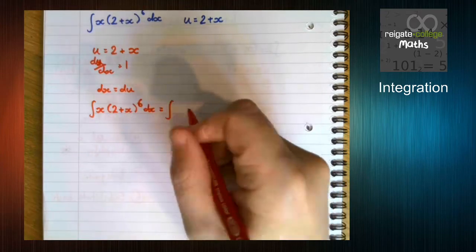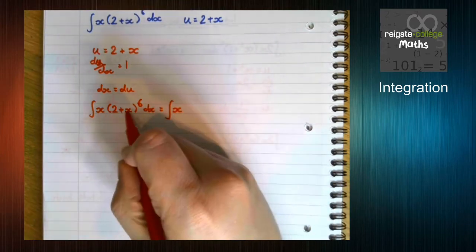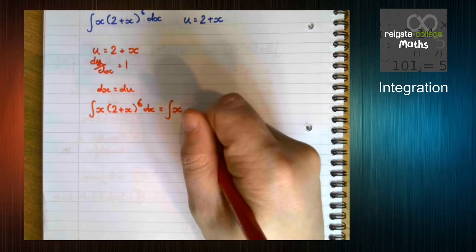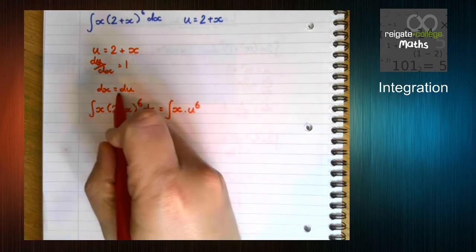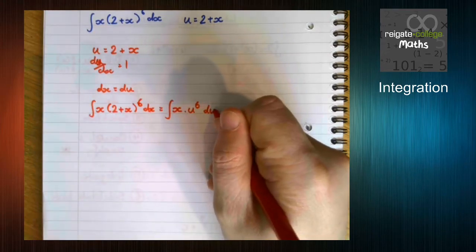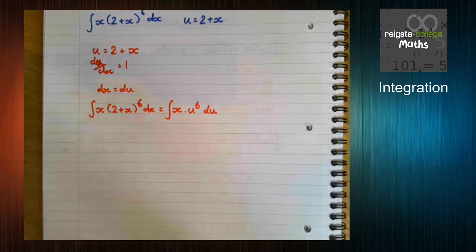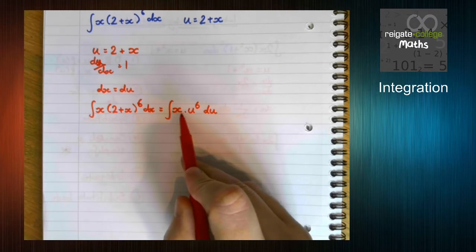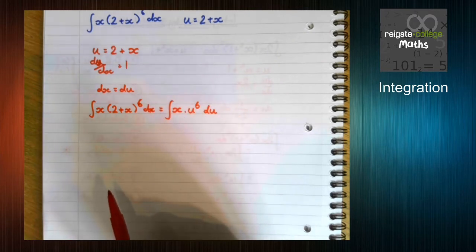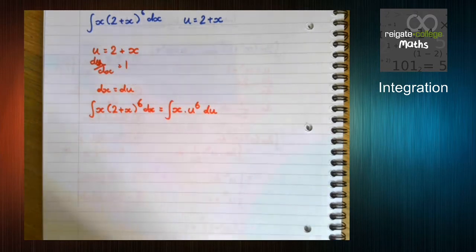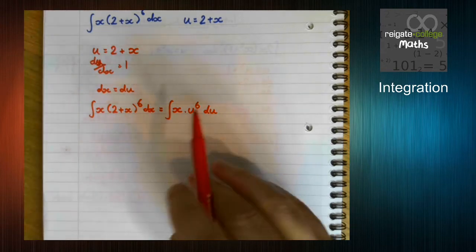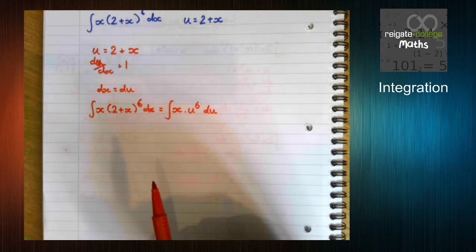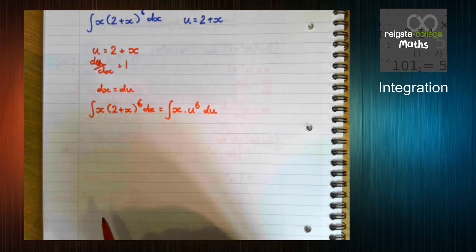So x, can't do anything with that yet. 2 plus x, that was our u. And dx is equal to du. So this is where we now have to add bits to our method. We've still got an x kicking around. If you go back to the previous example, you'll notice that everything cancels out. In this case, it doesn't.